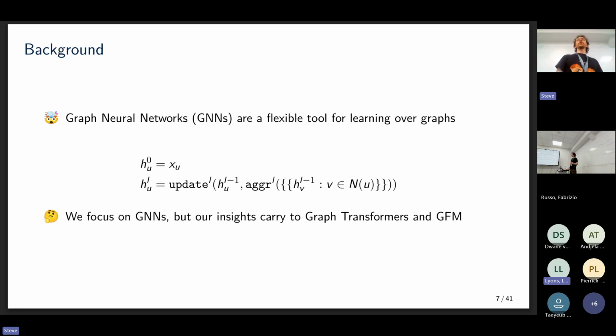In this talk, we will focus on graph neural networks. Yeah, please. Is there a question?